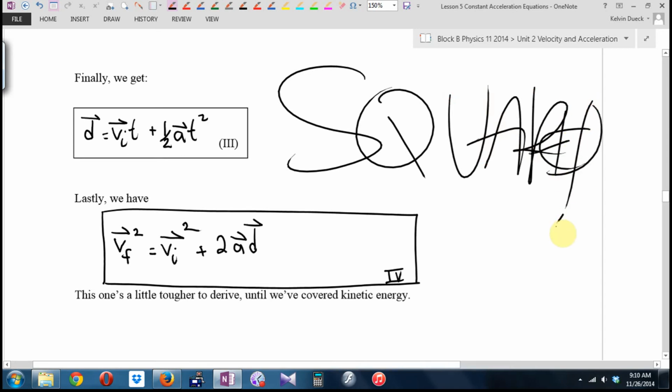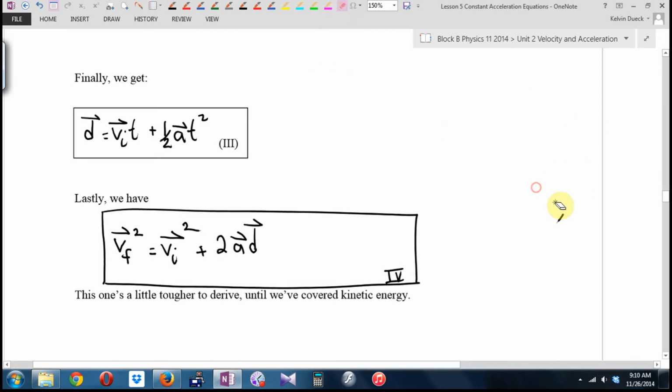By the way, guess what the most common mistake on that equation is that kids are sloppy with? The squares. My physics 12s as well. It's a handy equation, but time and time again, they're so proud of finding it, they're so proud of getting it, and they forget the squared.